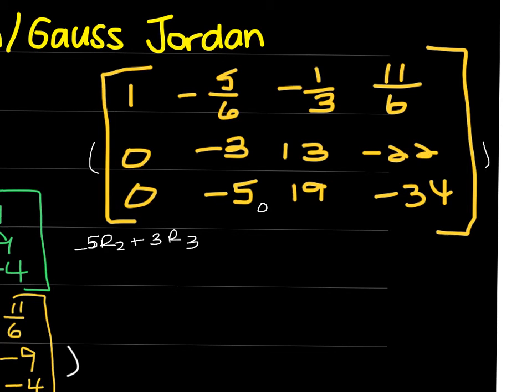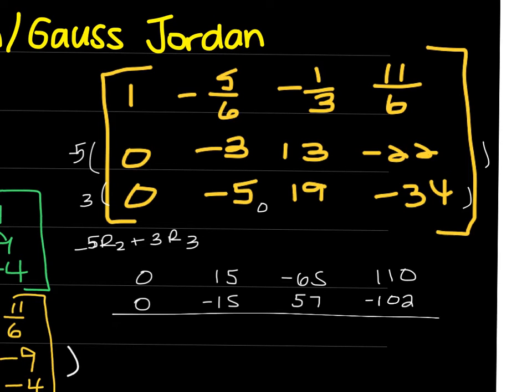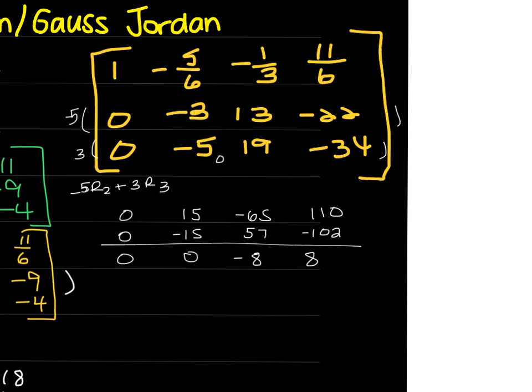So -5 times here is 0, 15, -65, positive 110, and 3 here, 0, -15, 57, and -102. So I get 0, 0, -8, positive 8. That's my new bottom row. 1, -5/6, -1/3, 11/6, 0, -3, 13, -22, 0, 0, -8, 8.